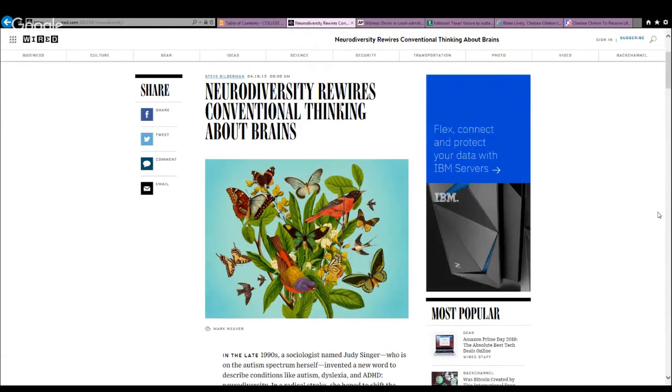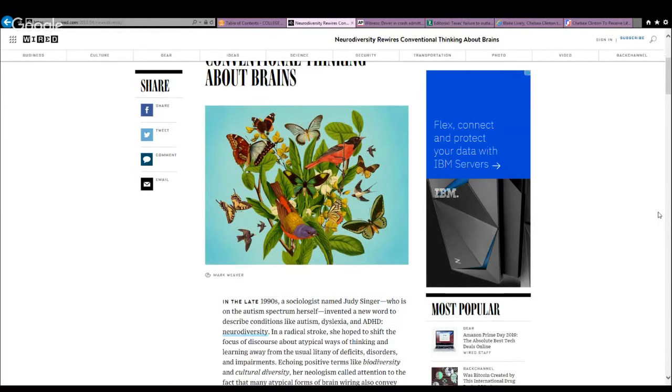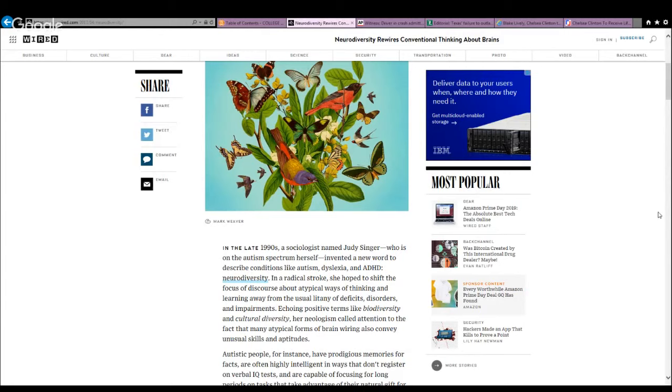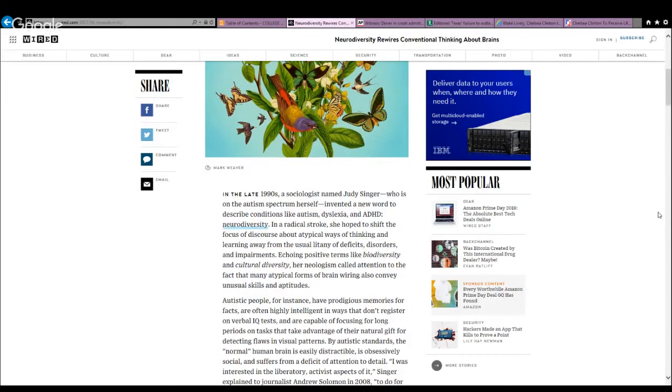Neurodiversity rewires conventional thinking about brains, and this comes from Wired magazine from their website. In the late 1990s, a sociologist named Judy Singer, who is on the autism spectrum herself, invented a new word to describe conditions like autism, dyslexia, and ADHD: neurodiversity. In a radical stroke, she hoped to shift the focus of discourse about atypical ways of thinking and learning away from the usual litany of deficits, disorders, and impairments. Echoing positive terms like biodiversity and cultural diversity, her neologism called attention to the fact that many atypical forms of brain wiring also convey unusual skills and aptitudes.